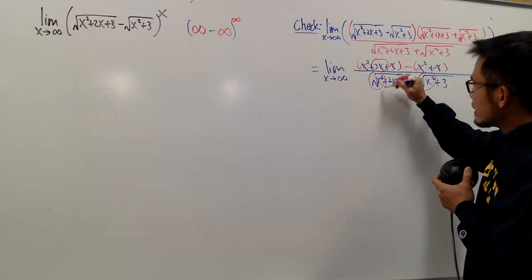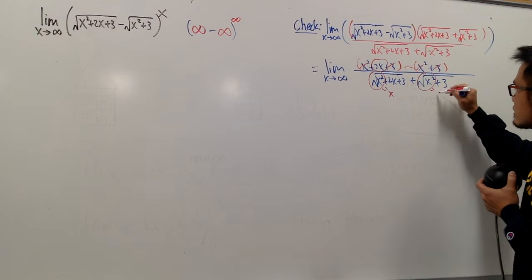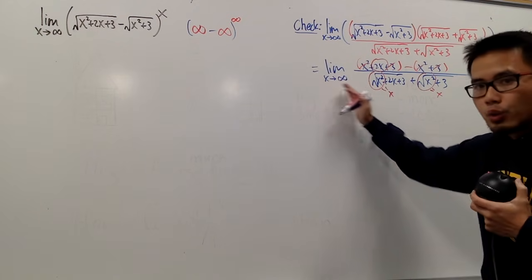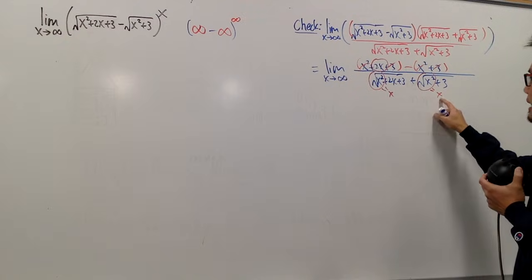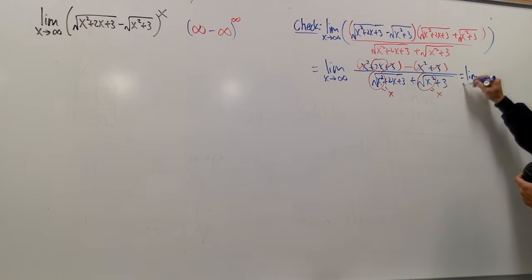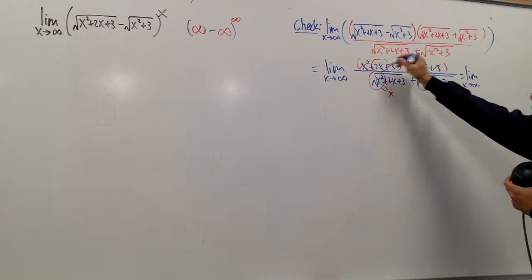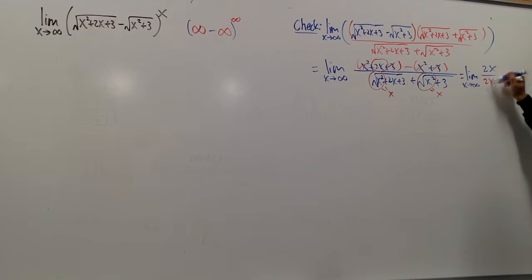And again, this right here, square root of x squared is just x. Square root of x squared is just going to be x when x is going to positive infinity. We don't need the absolute value, all right? x plus x is 2x. So in other words, this is just the limit as x goes to infinity. On the top, we have this 2x. On the bottom is this times this plus that, which is 2x. So this cancels, this cancels. At the end, we get 1 for this, right?